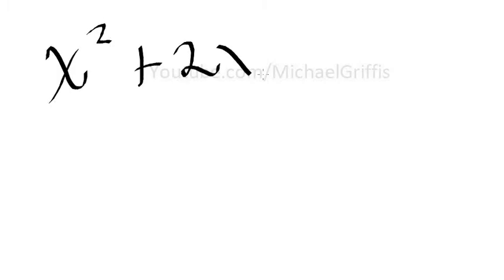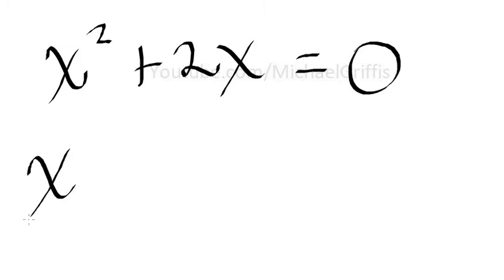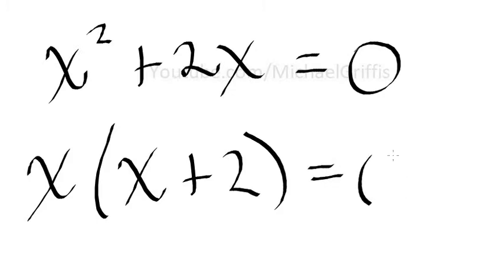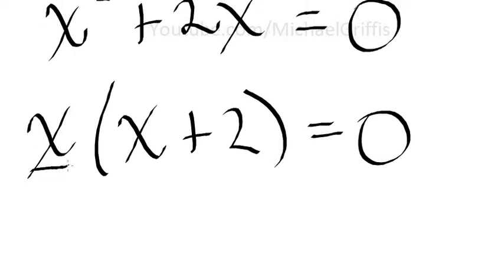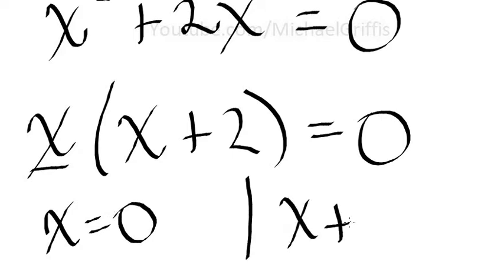Do we have time for another one? Yeah, let's do this one here: x squared plus 2x is equal to 0. What I'm going to do here is factor an x out. Set each one of our factors equal to 0, so we'll set the first one equal to 0, and then x plus 2, set that equal to 0.